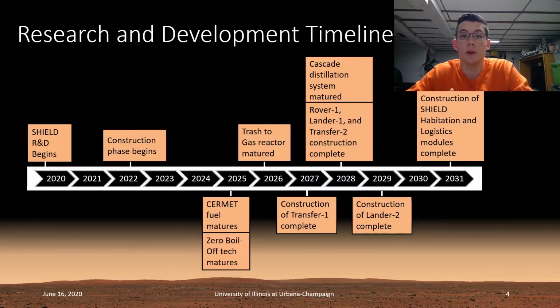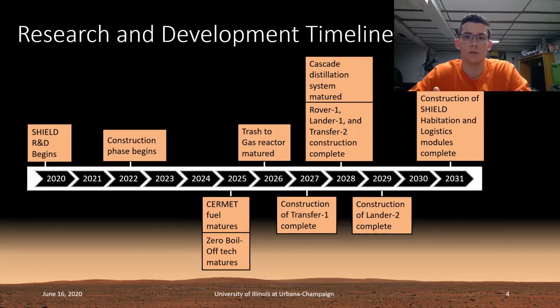Hi, I'm Justin Herman, and I'll be going over the timeline and cost of the SHIELD mission. The research and development timeline is shown here. This occurs between 2020 and 2031. SHIELD research and design will begin in 2020 immediately following proposal acceptance, after which there will be about a 2-year gap before construction of the actual vehicles begins in 2022.